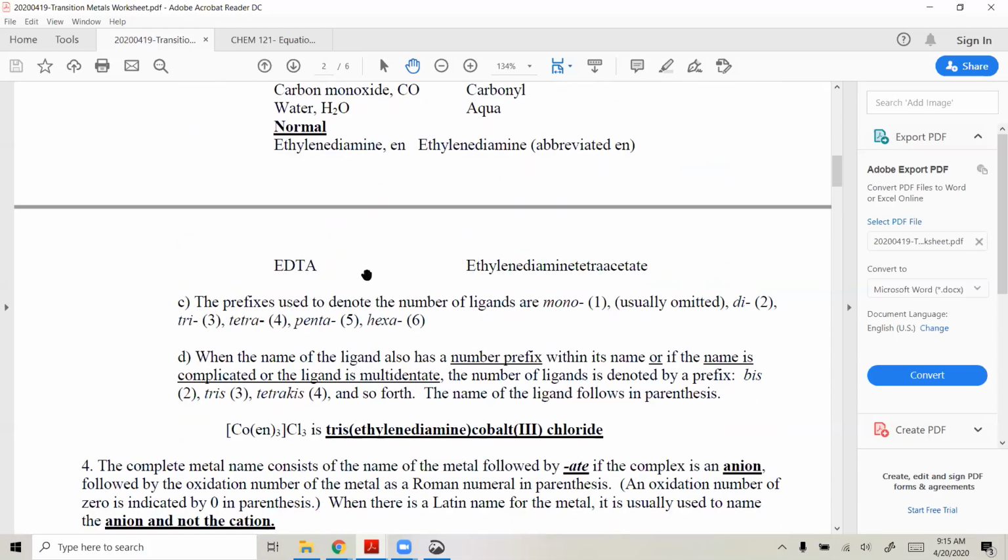The other big one to remember is EDTA. Right? EDTA is an abbreviation of its longer name, ethylenediaminetetraacetate. And that's like our large ligand that we will sometimes be using. It's a really common ligand, which is why it gets brought up so often.